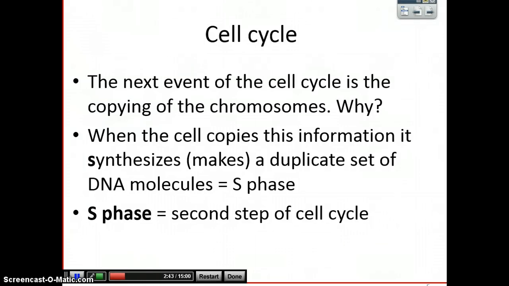You also need to remember that your chromosomes are made up of DNA. A way to remember S phase is S stands for synthesis, which means to make. We're making an extra set of chromosomes.